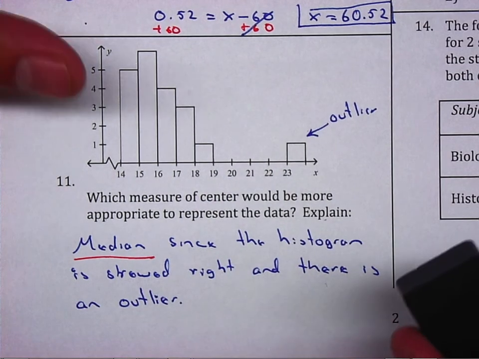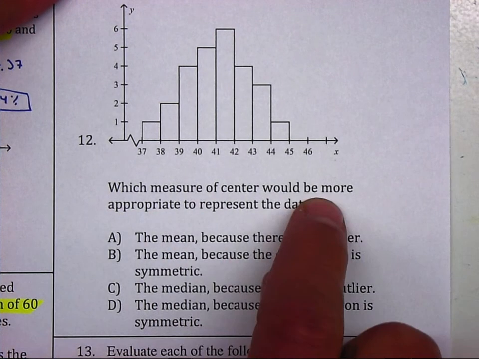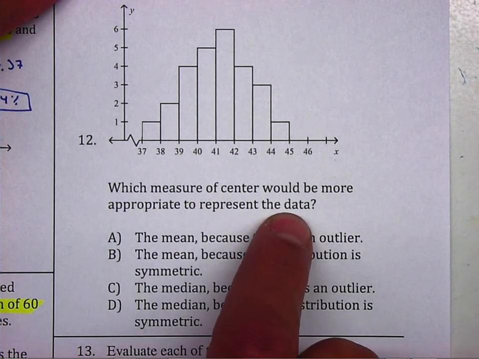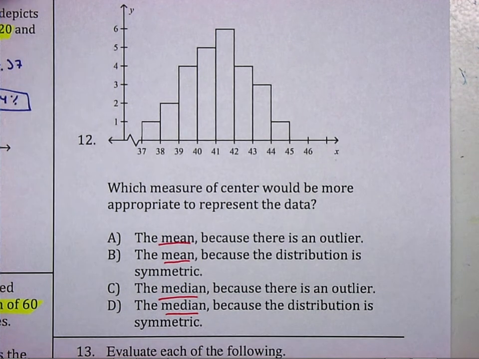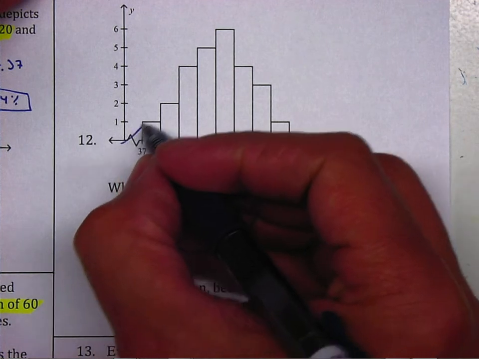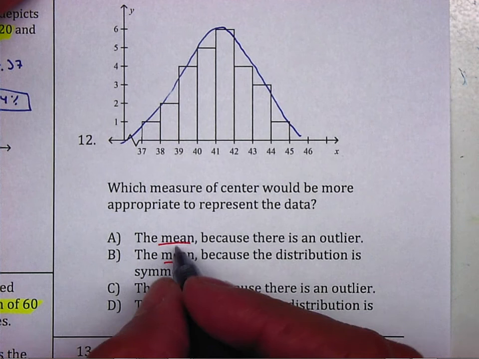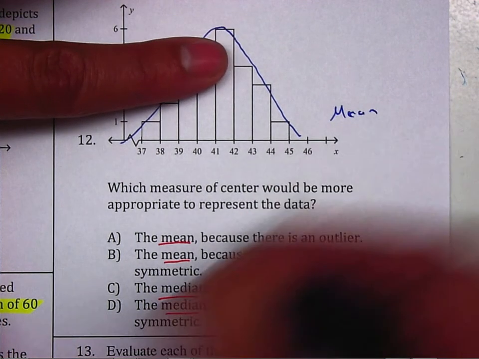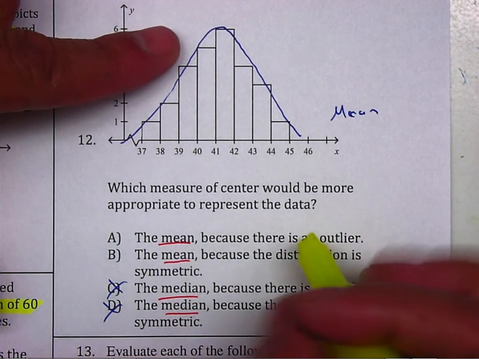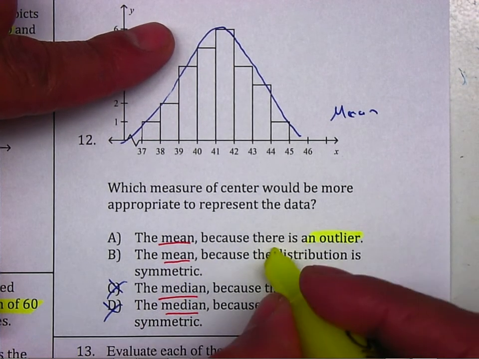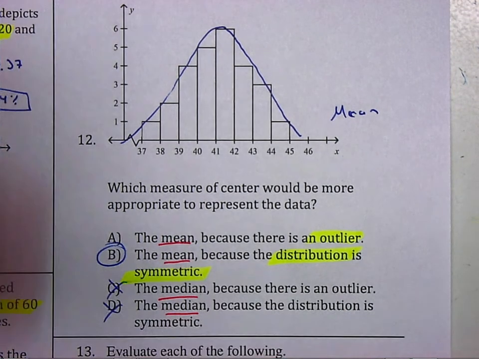Problem number 12. Which measure of center will be more appropriate to represent the data? The mean or the median? If you notice, this graph is symmetric, therefore we have to use the mean. So I know it's not C or D. And is it because there's an outlier or because the distribution is symmetric? So therefore your answer is letter B.